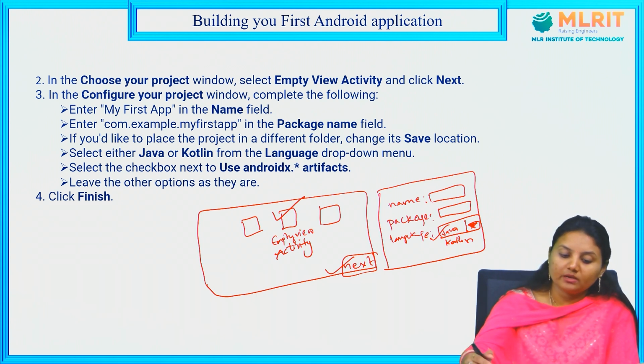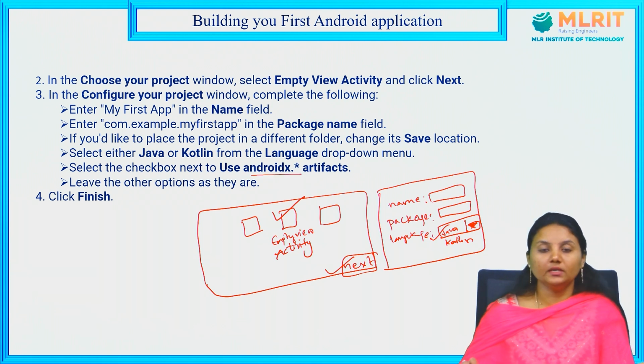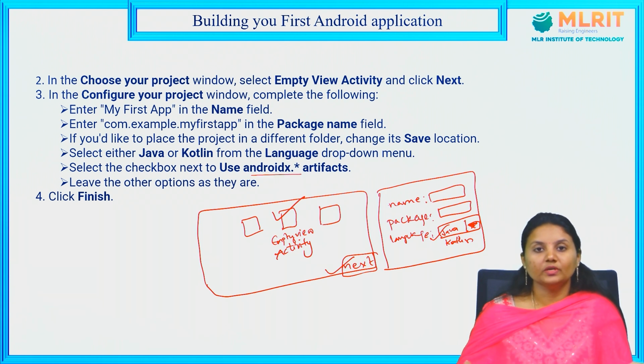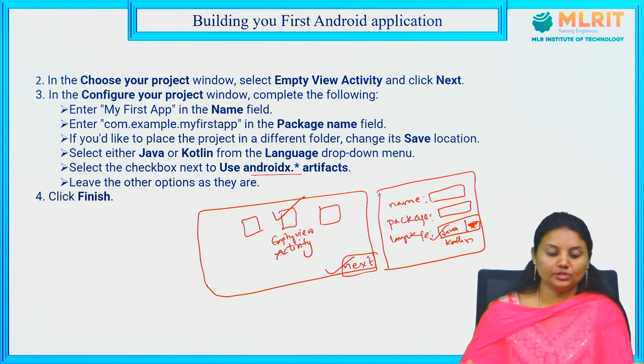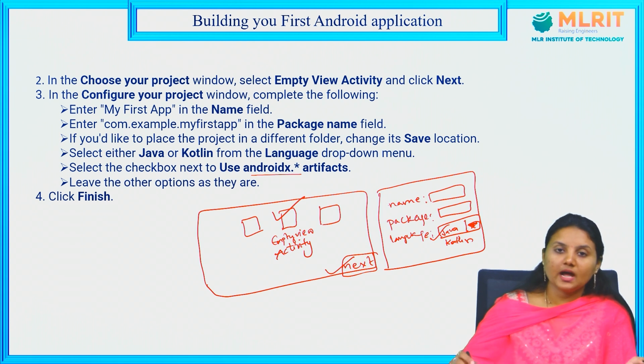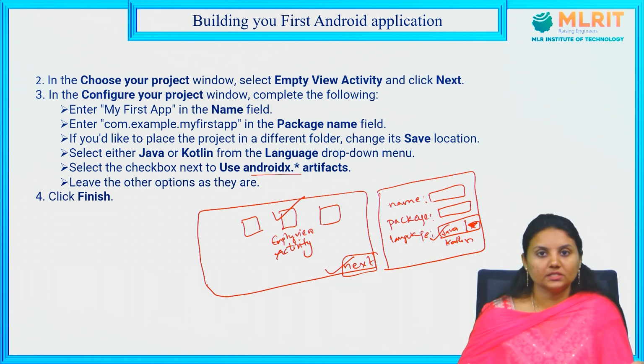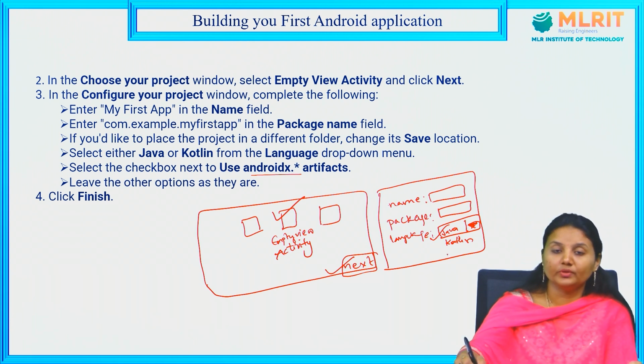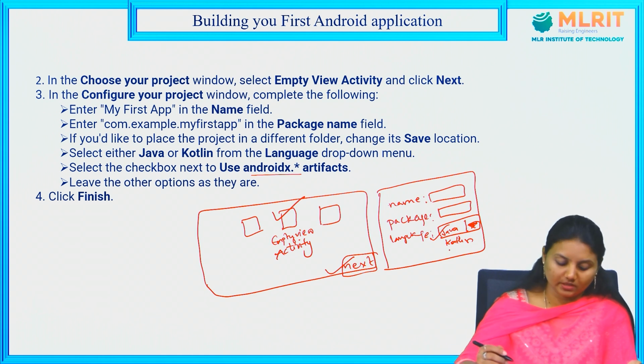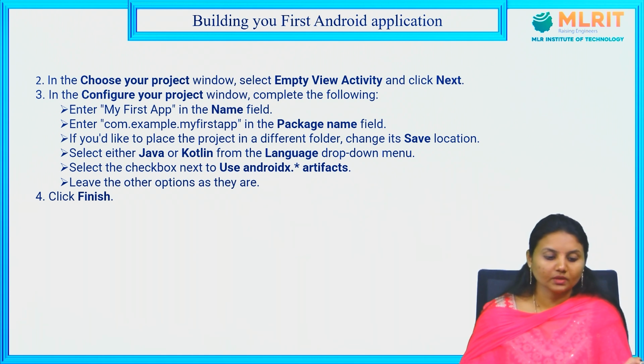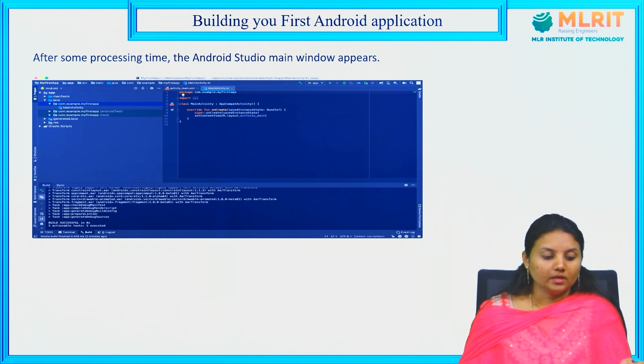And select the checkbox, use AndroidX artifacts. AndroidX is nothing but whatever layouts or components you are using in the activity should be prefixed with androidx.*, so that you can make sure here. And whatever other options you want to customize, you can customize. Otherwise, these are the major components that you have to change in that particular window. Then click on finish.